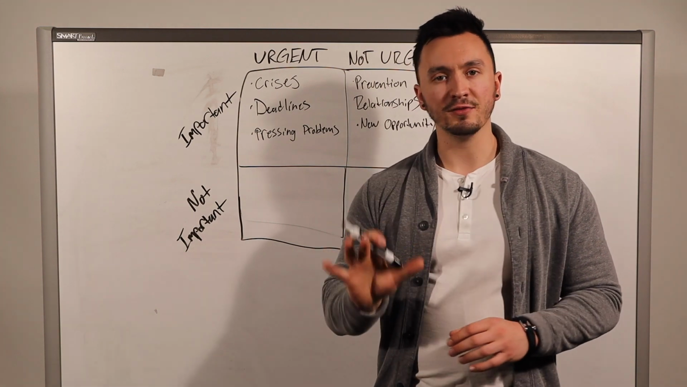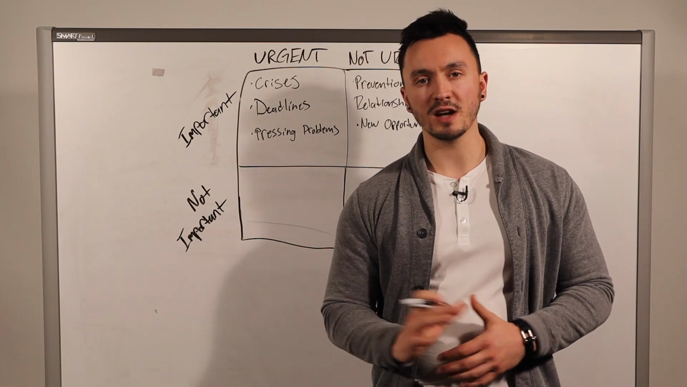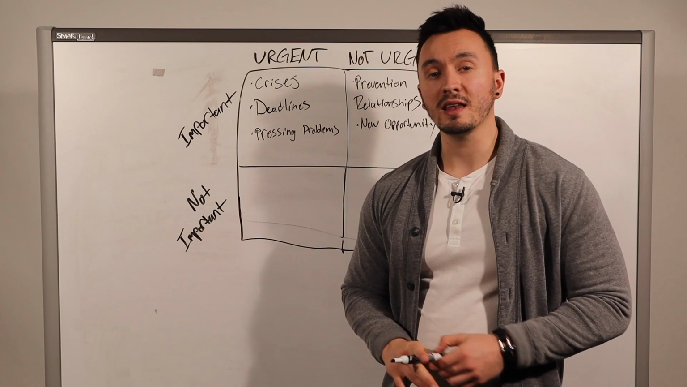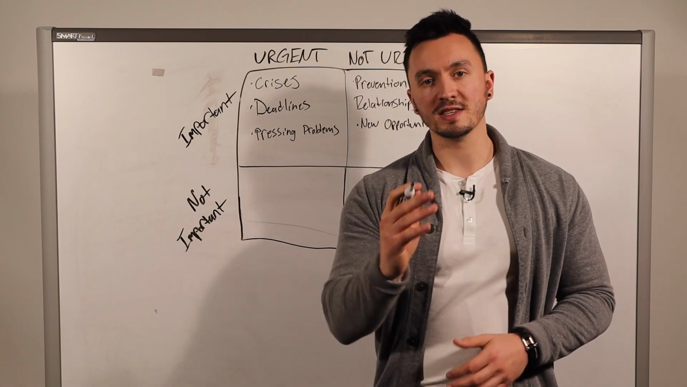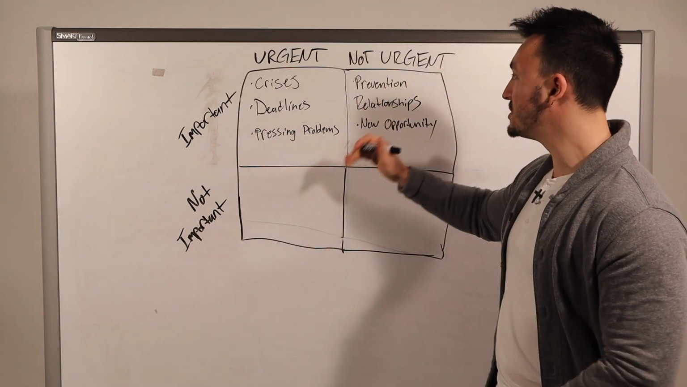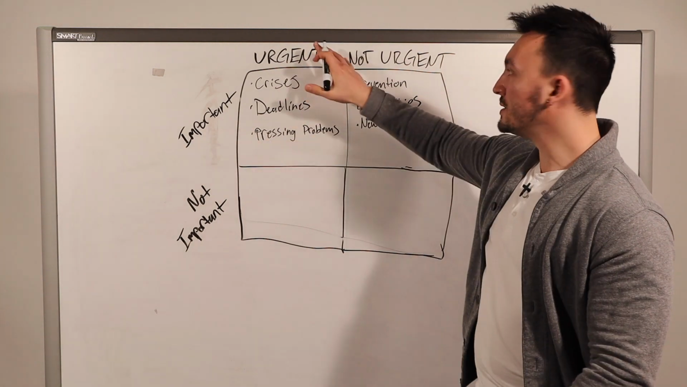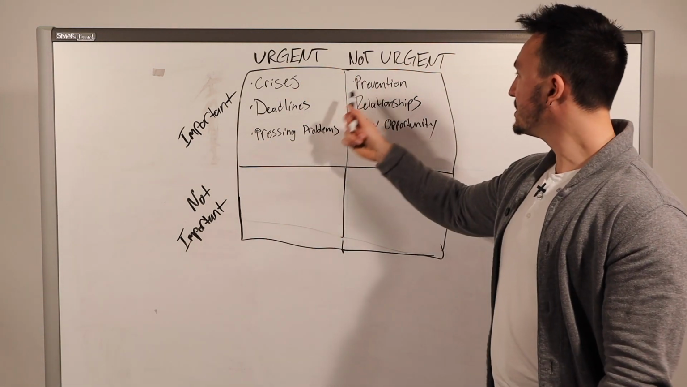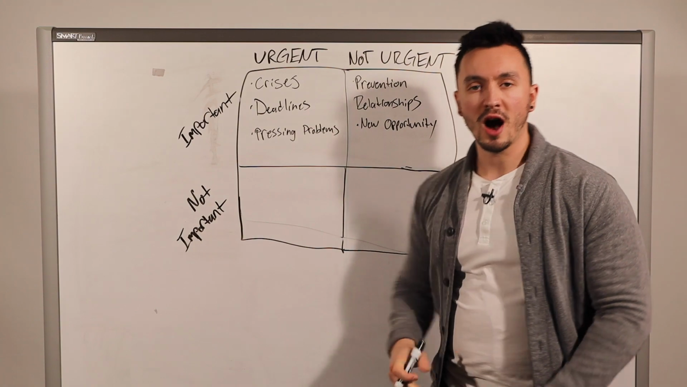It's not like you have to fill these out. It's not like you have to go after these opportunities. But if you did, it would be very advantageous to you as an artist. So that's kind of that second quadrant. Things that are really, really important, but not urgent whatsoever. We have prevention, relationships, and new opportunity.